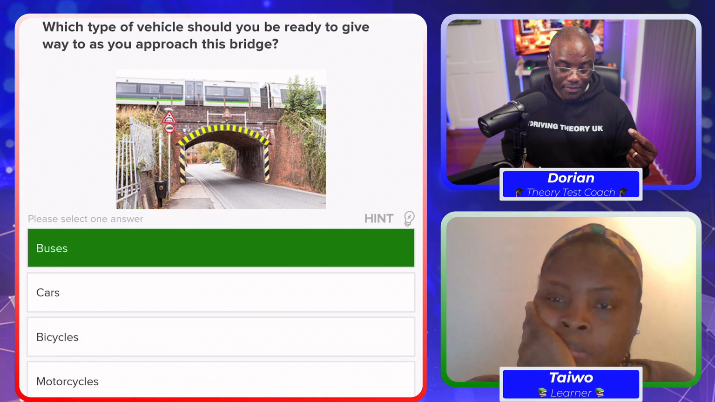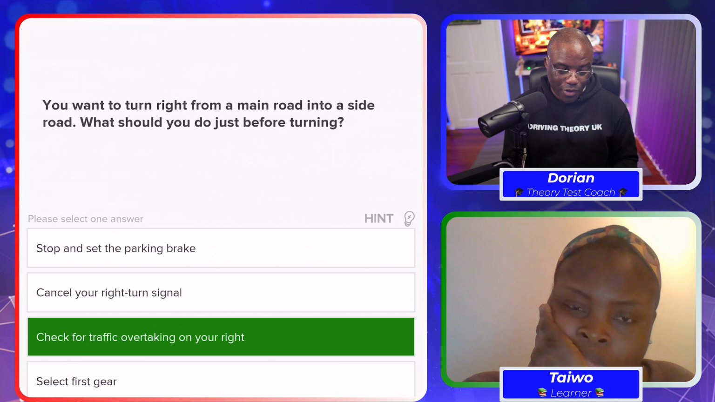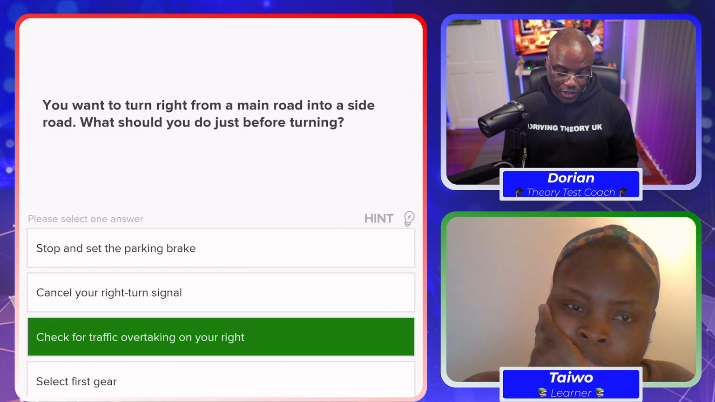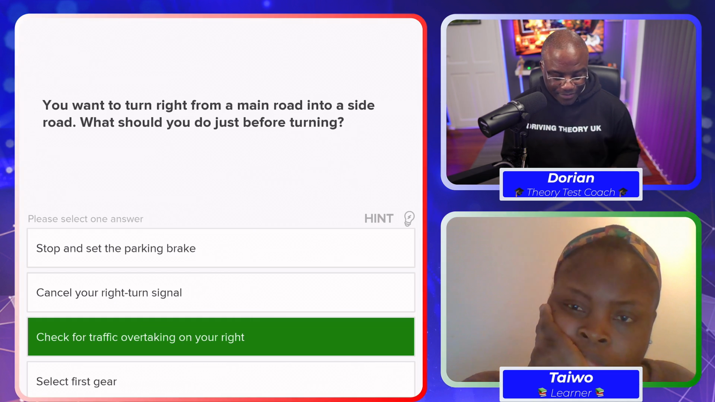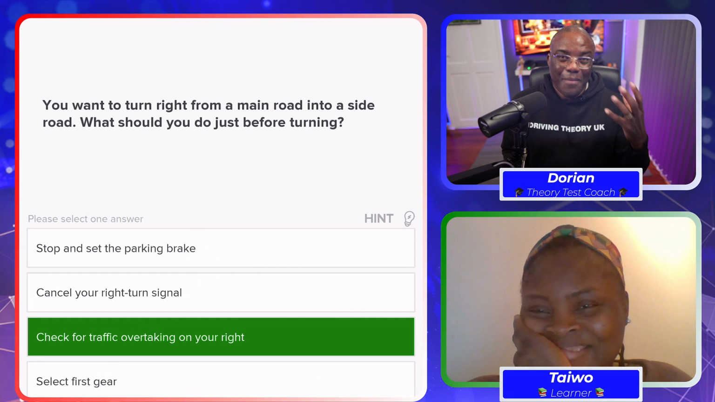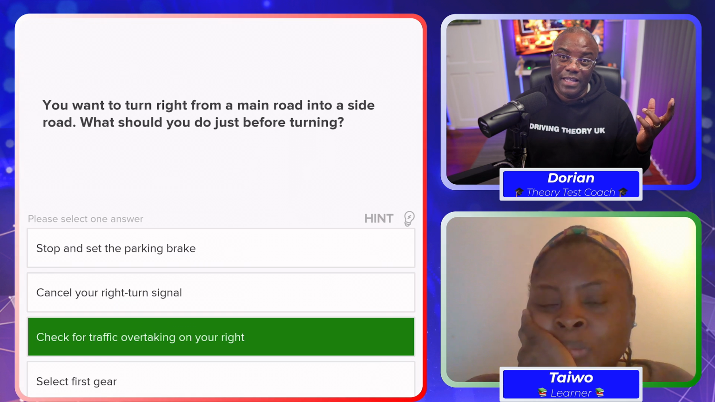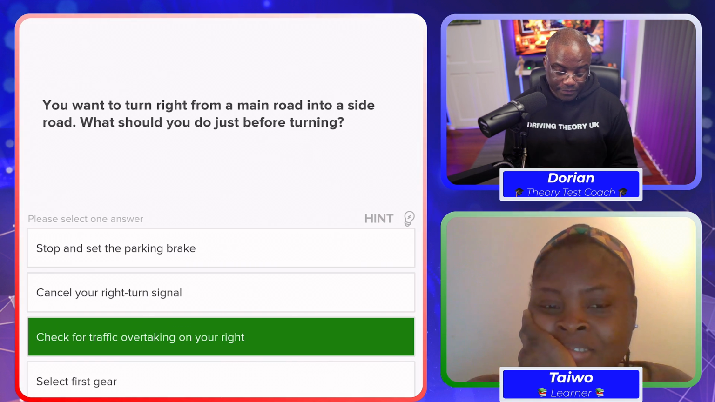Consciously. So this one: you're turning right from a main road into a side road. What should you do just before turning? And again, you were umming and ahing, and said the same thing: I've had this question before, and you were looking for the options that you had before. That's the reason why I flagged it. The answer's correct.